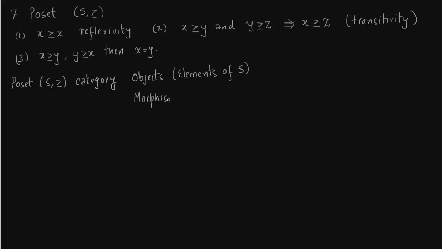So let us write this down. There is a morphism from x to y, and it is a single morphism, if and only if x is greater or equal to y, and there is no morphism otherwise.